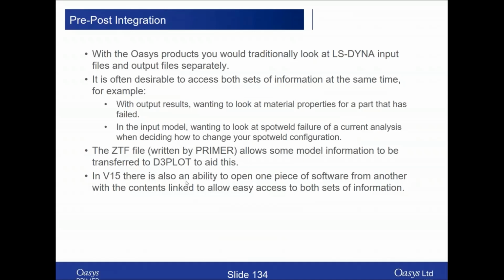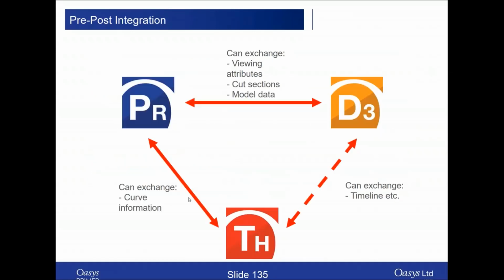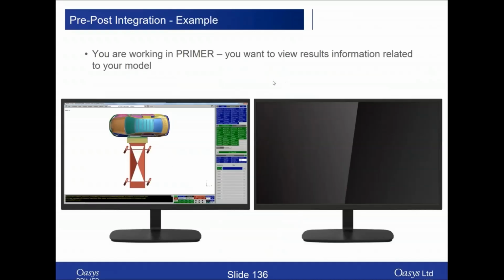So in version 15 onwards, there's ability to open one piece of software from another. So information is shared across Primer, D3plot, and THIS in a particular way that allows you to investigate information. If you're looking at results, you can investigate input information or vice versa.